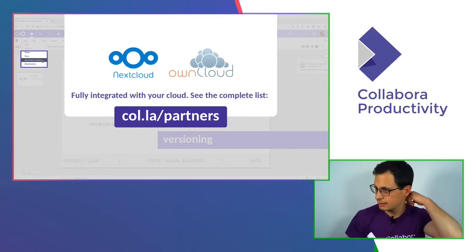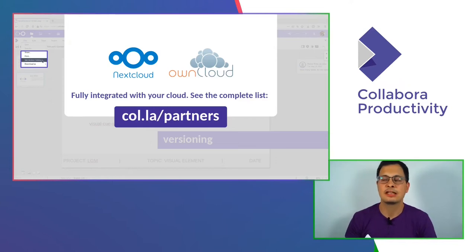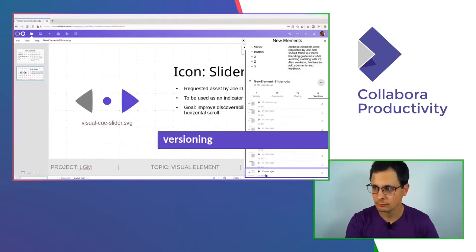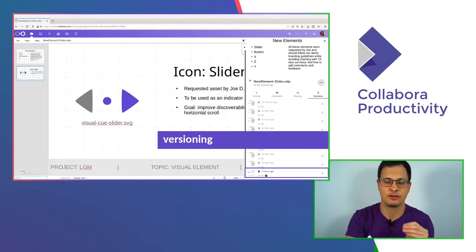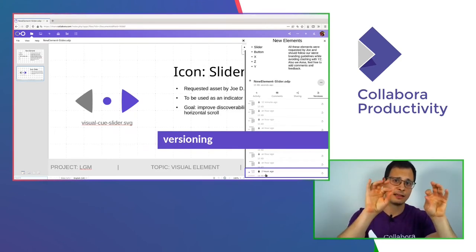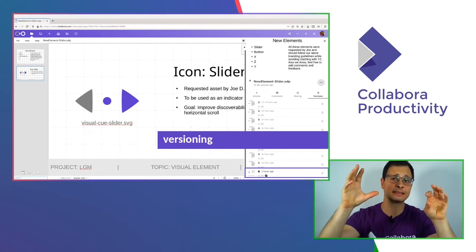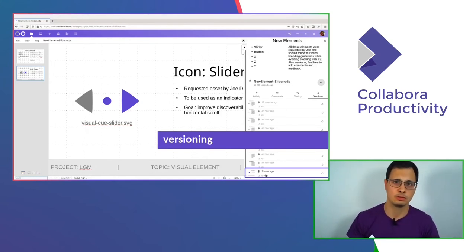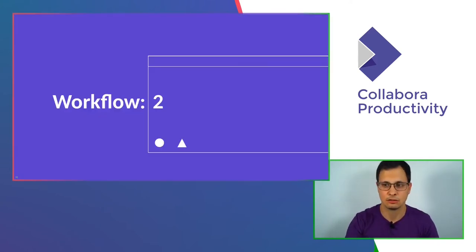Not only is this available, but it is very well integrated with many of our partners, right? For instance, Nextcloud, ownCloud, it can be fully integrated with your own cloud. And this is an example of that versioning happening, right? You can not only see the list, but even preview it. A small asset, an icon, suddenly, after discussion, might need some more states. Other team members want to jump in and contribute with documentation. Everything can happen within that document, and all this work happens in parallel, right? With no one waiting for another team member, no one blocking. That's it. Now, second workflow.